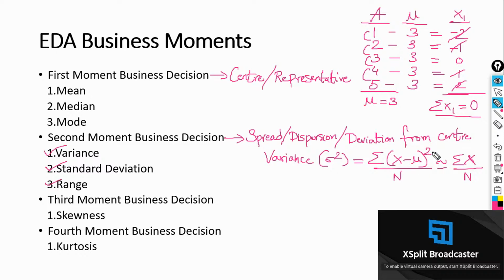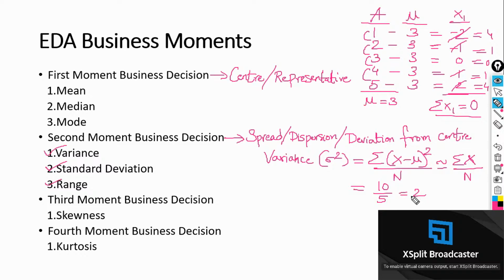But why are we squaring it? To ignore the zero. Instead of getting zero, if I take square, so what does this become? This becomes 4. This becomes 1. This becomes 0. This becomes 1. And finally, this becomes 4. So the numerator is 10 by 5. Number of observations are 5. So this will be 2. What is the variance? It is 2.